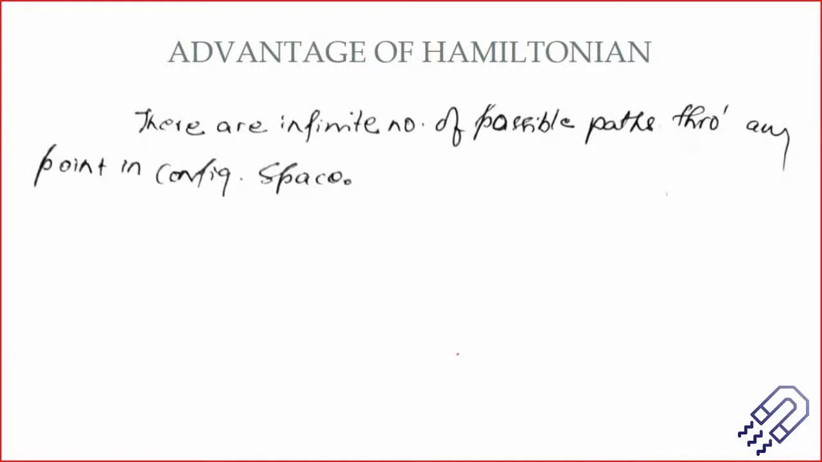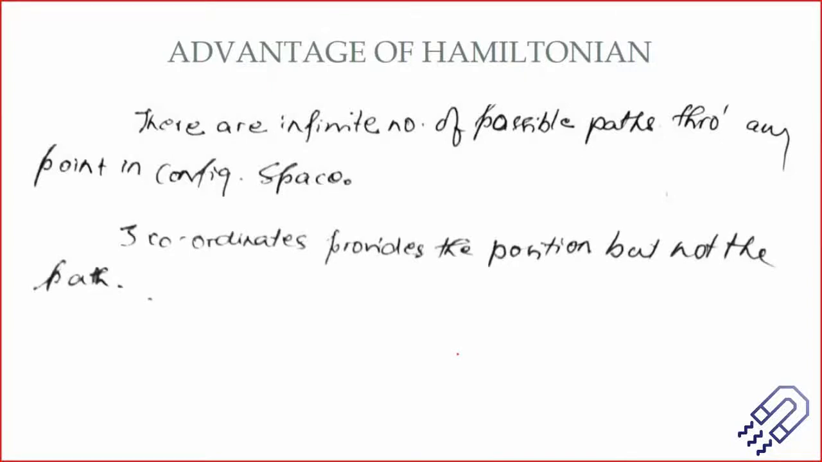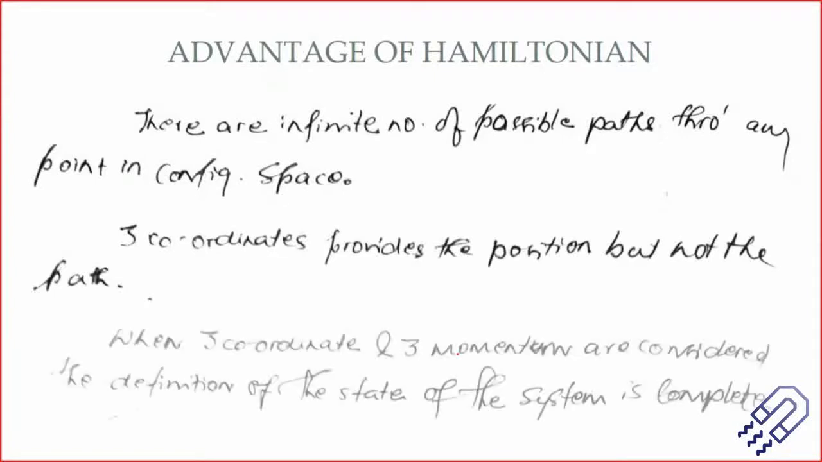Okay, so if we list it down, there are infinite number of possible paths through any point in configuration space. If we have just a configuration space, there are infinite number of possible paths. I don't know from which path it is going to come, how it is going to follow that path, and so on. So these 3 coordinates will basically provide the position but not the path.